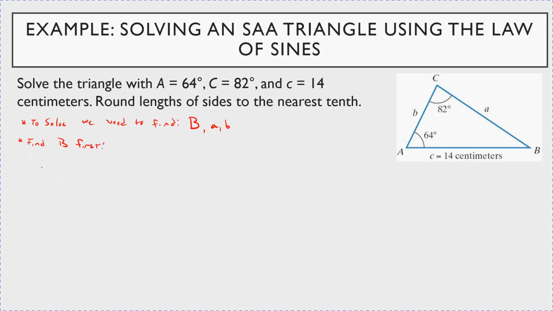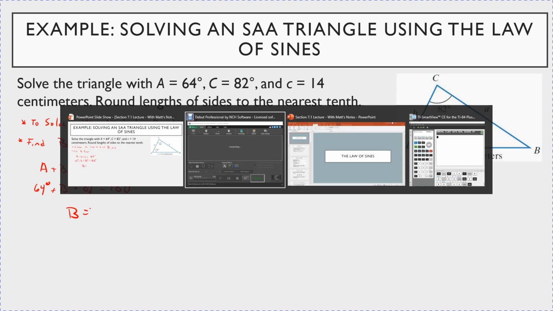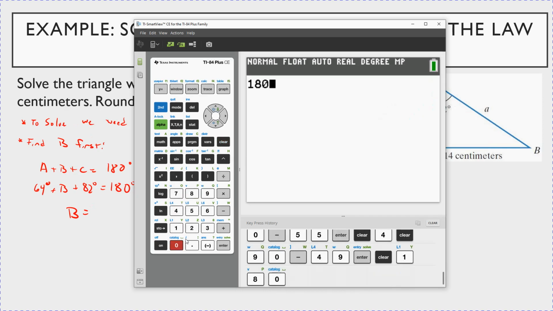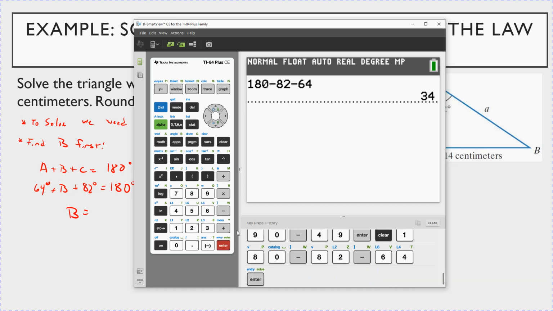All right, so look, we know that A plus B plus C has to be 180 degrees, okay? Well, look, we know A and we know C. So 64 degrees plus B plus 82 degrees is equal to 180 degrees. So B, if you just grab your calculator, you're just subtracting over, right? You take 180, subtract away 82, subtract away 64, and you get this 34-degree angle, okay?